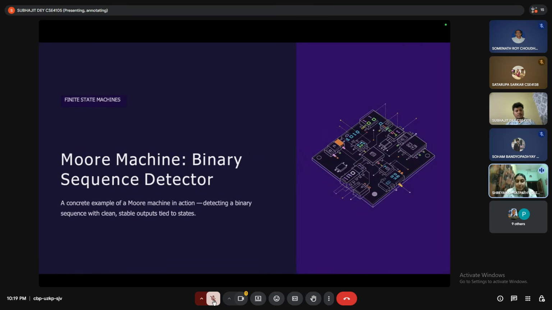This slide transitions from theory to a concrete example of a Moore machine in action. It illustrates a system designed to detect a specific binary sequence within a stream of data. The slide emphasizes that for sequence detection, a Moore machine provides stable outputs that are tied directly to the progress made in recognition of the pattern. Next slide, please.